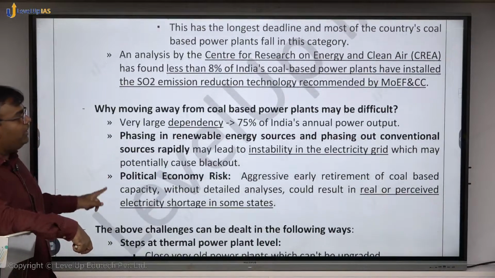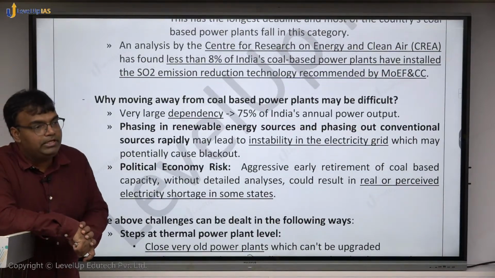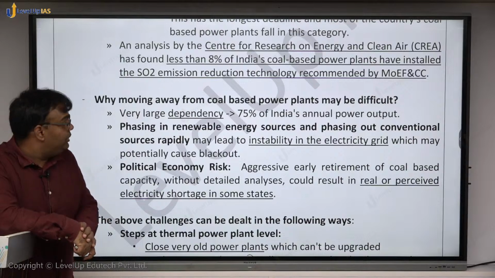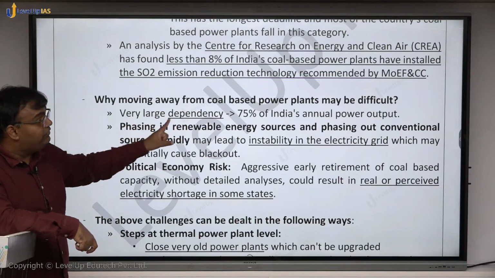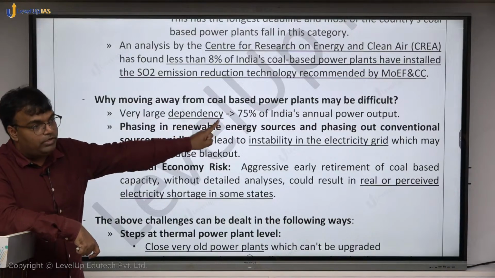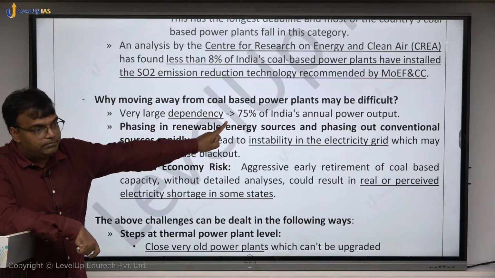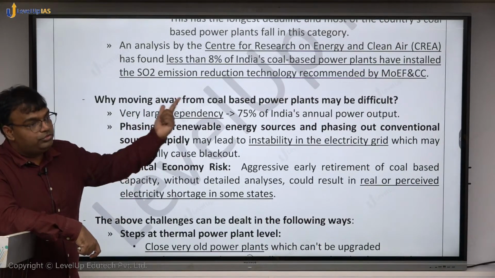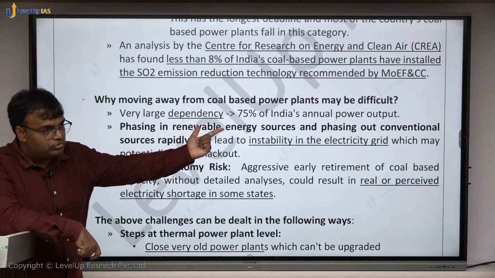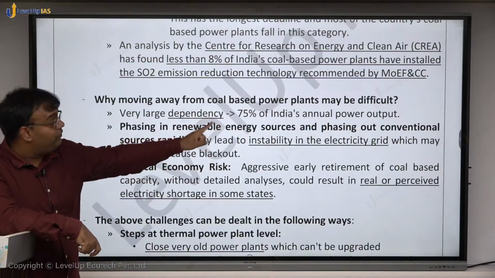So why may moving away from coal power plants be difficult? Why will it be an issue? One, we have a very large dependency. 75% of India's annual power is coming from it. Okay, 55% of the electricity is coming from it, but coal is used in other places also, other scenarios also, and 75% of things are coming from it.